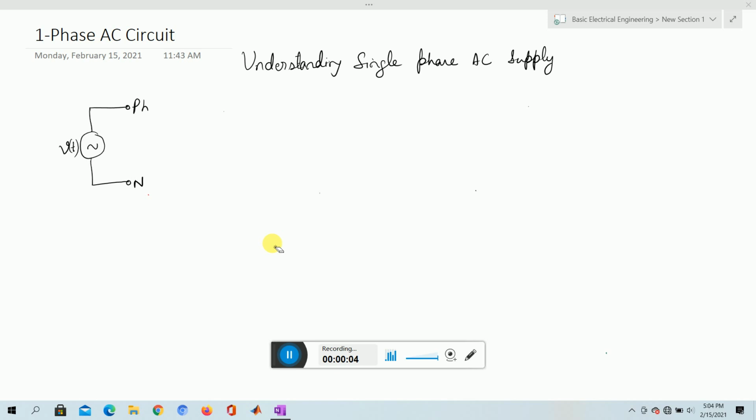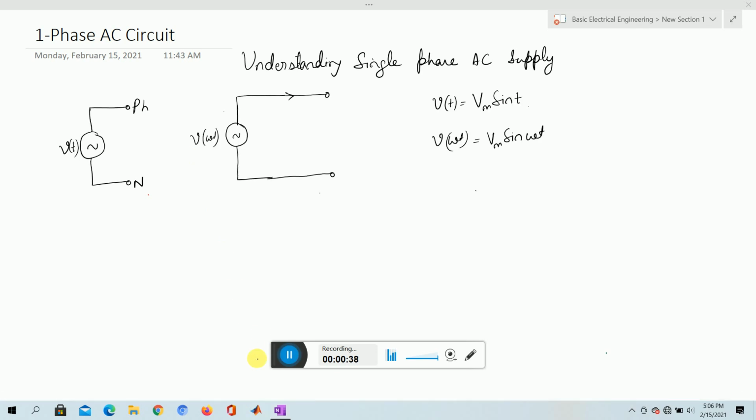In this video, we will have a discussion on single phase AC circuit, and our objective of today's video is to learn and understand what the single phase AC circuit and AC supply is. Usually when AC supply is given, the symbol looks like this: a circle with a sine type of wave in between, and one point is called the phase and the other point is called the neutral, and we can represent it in terms of v of t or v of omega t.